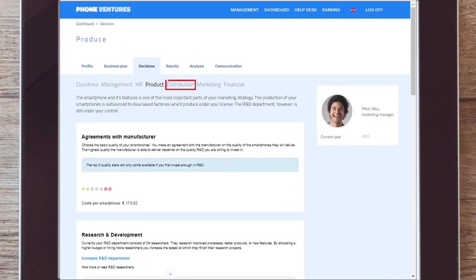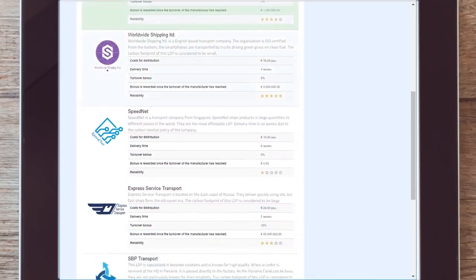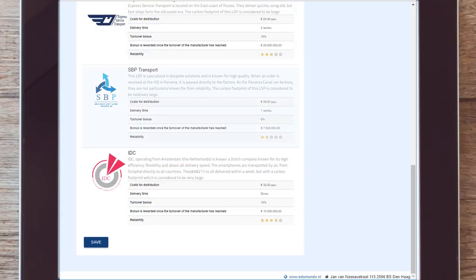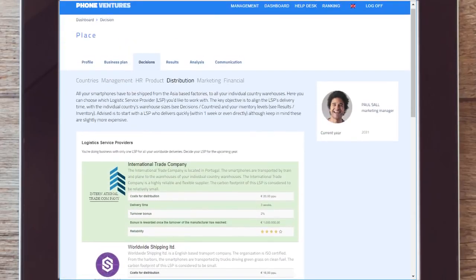Next, choose a logistics service supplier in the Distribution tab. Different distributors have different delivery times, costs, and carbon footprints. Keep the choices you made concerning automatic order limits in mind when choosing a distributor. The safe options would be to choose a logistics service supplier who delivers your phones directly or each week, although these are not the most affordable ones.